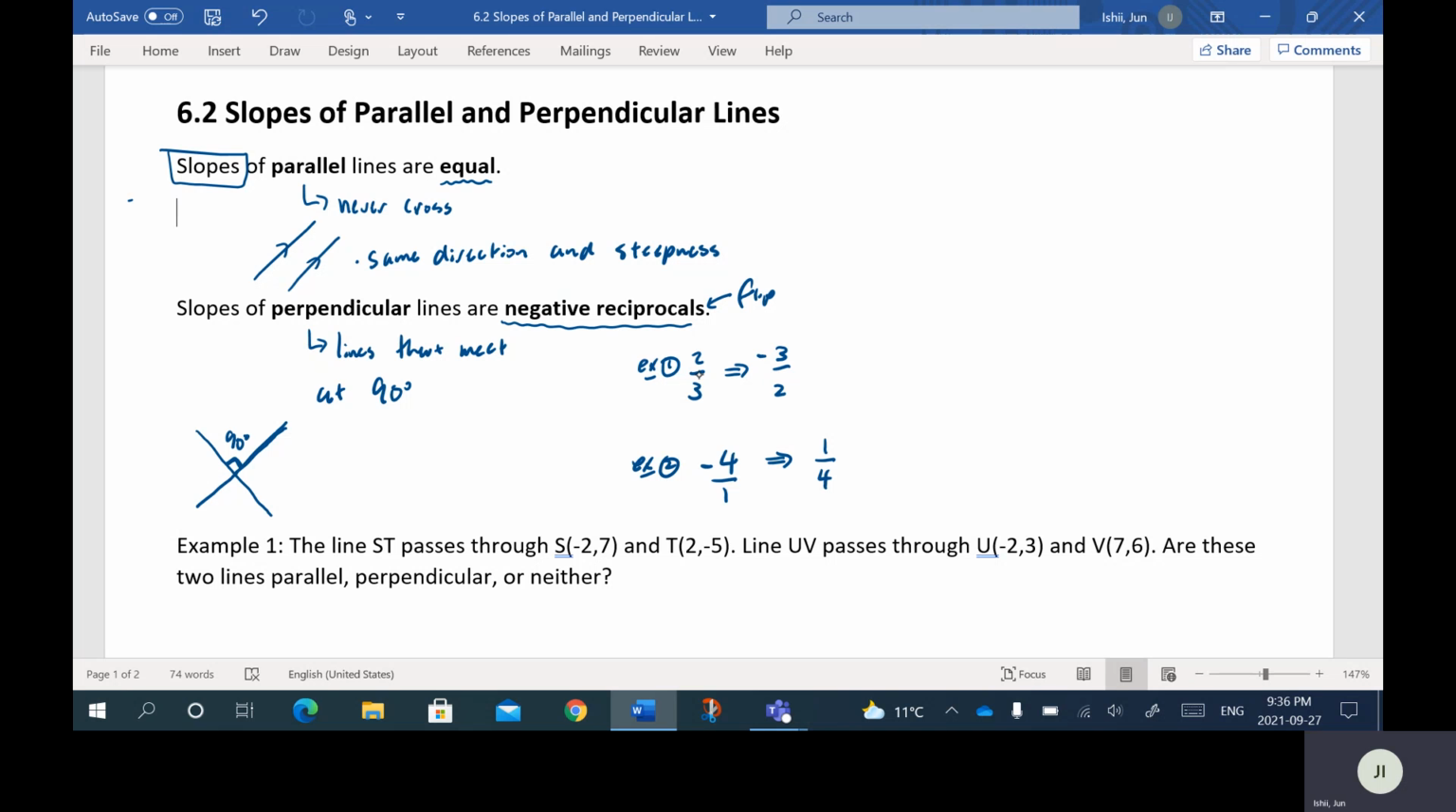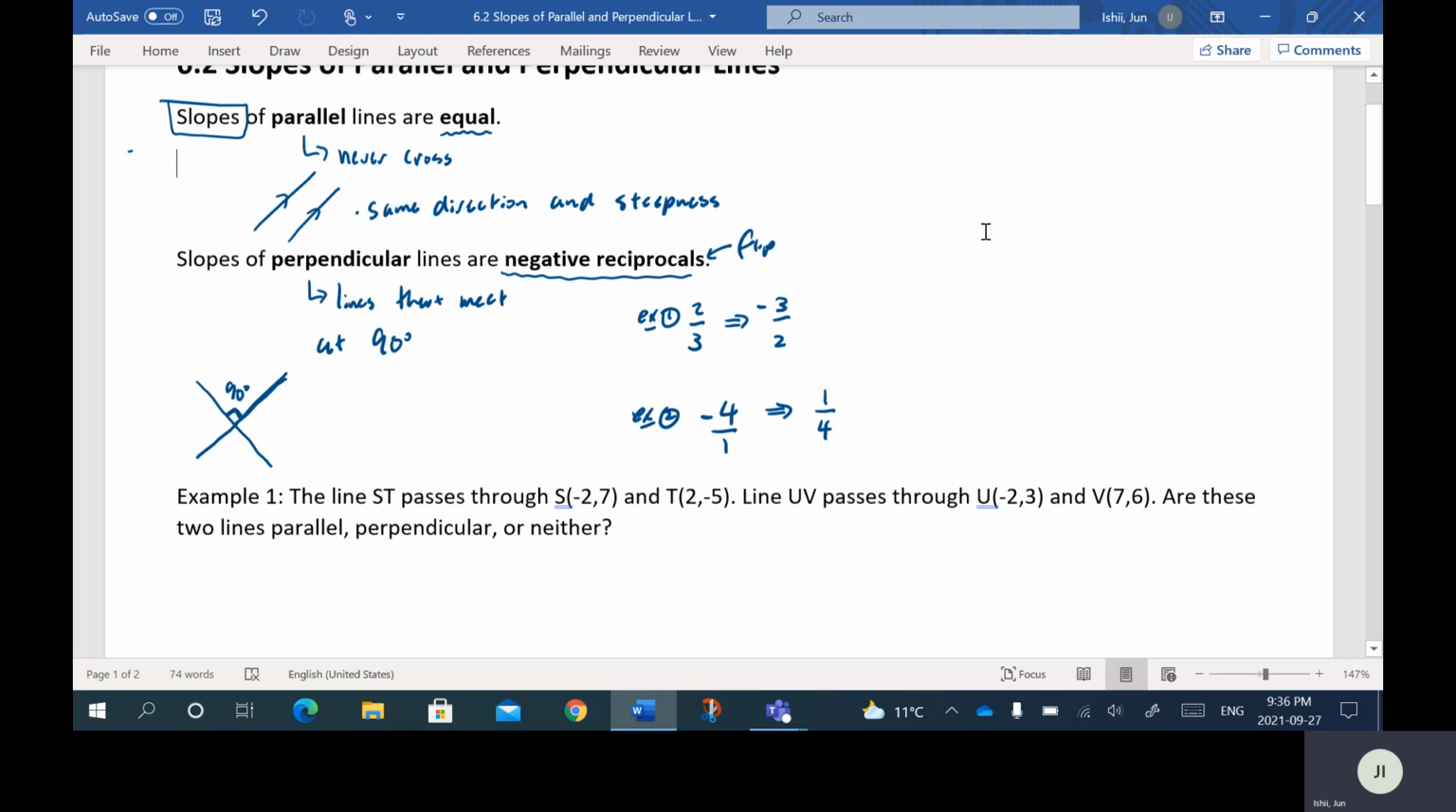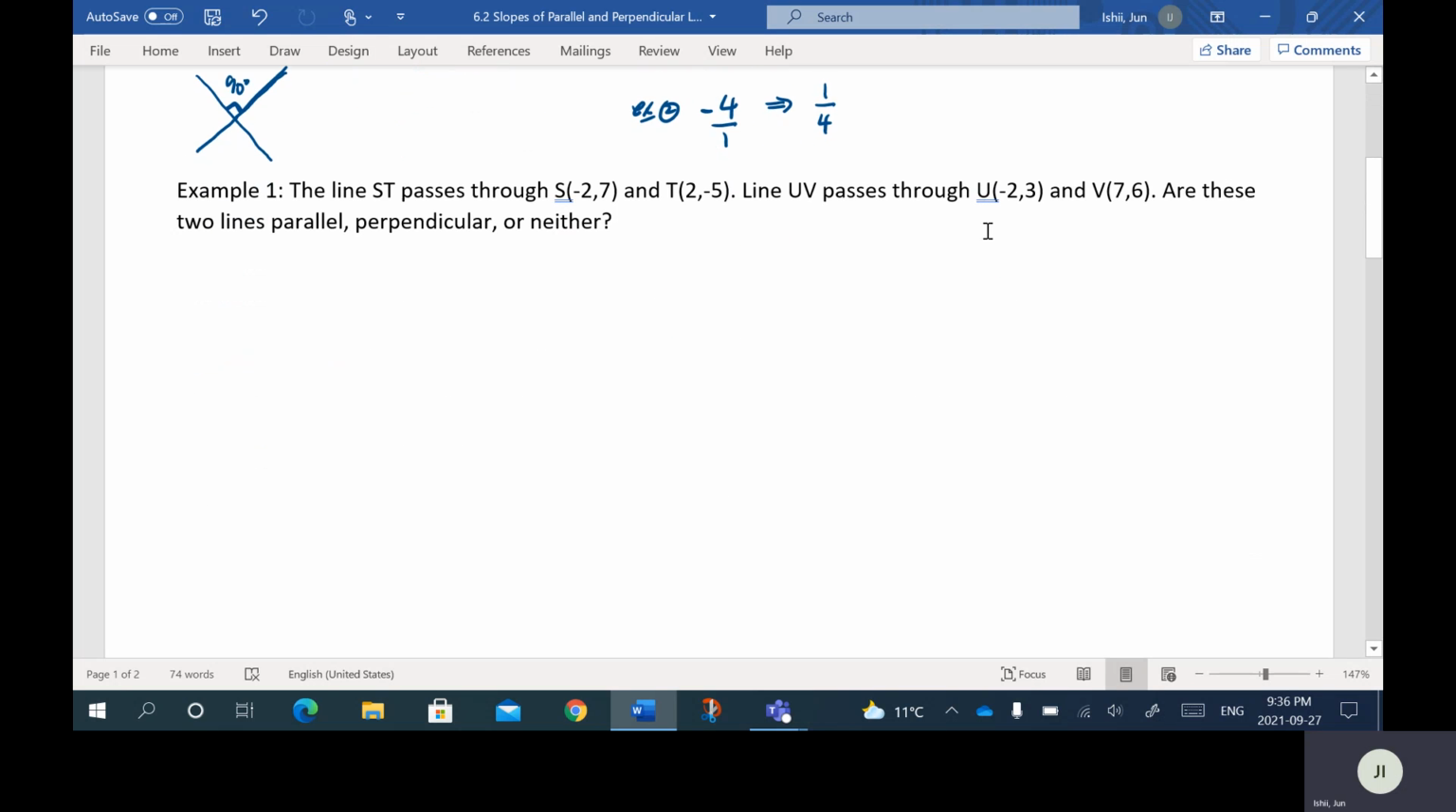All right, so if I know the slope of one line is, for example, 2 over 3, and the slope of another line is negative 3 over 2, then I can conclude that those lines are perpendicular, that they will meet at 90 degrees. So let's do a couple of examples, and hopefully this solidifies the concept.